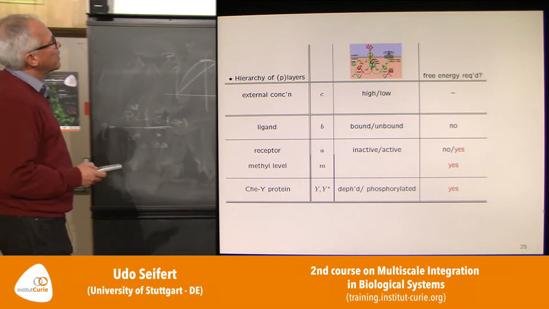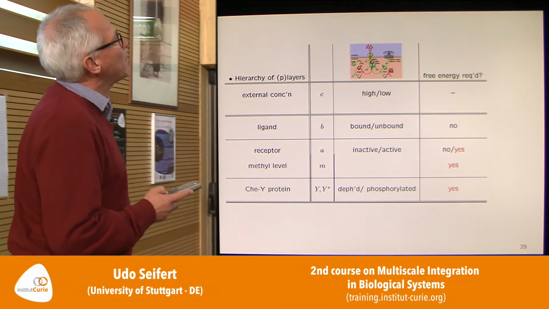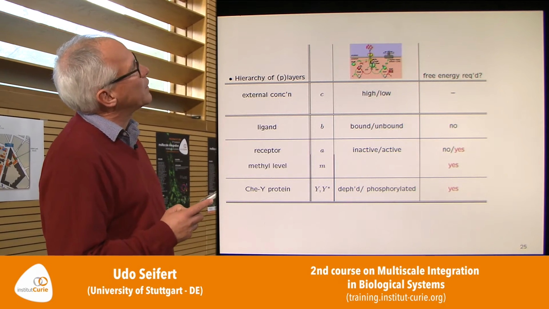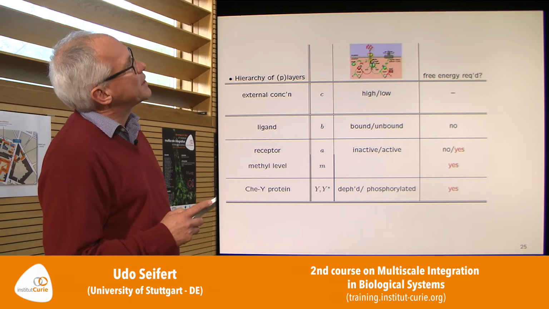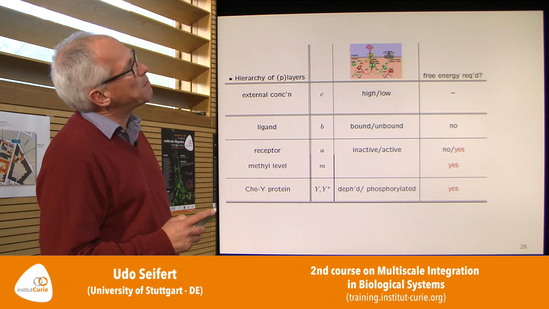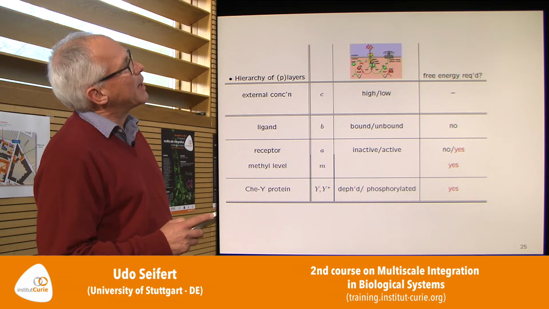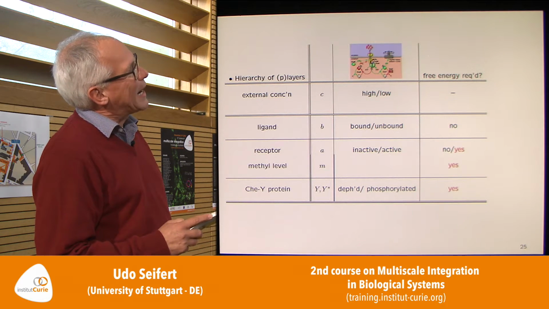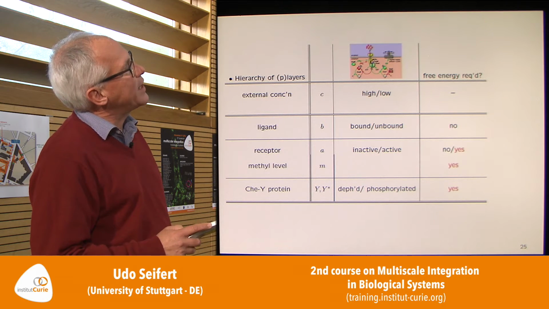Of course, it's a complicated problem. There's a whole hierarchy of layers or players. There is the external concentration, which in the simplest case switches between high and low. Then a ligand may be bound or unbound. Ligand may bind or not bind to a receptor. The receptor may then be active or inactive.